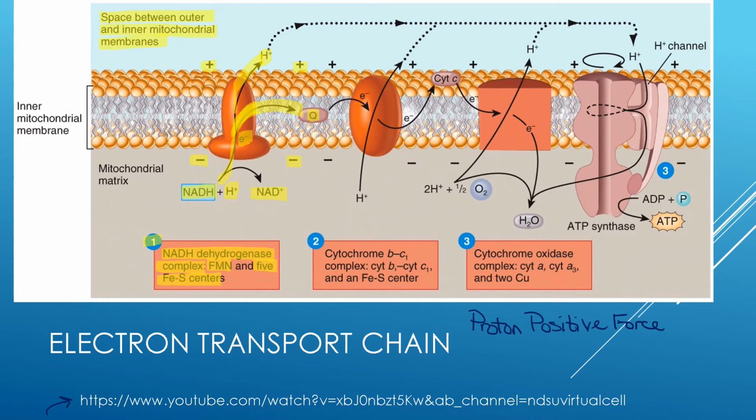So Q, this is a mobile unit in the membrane. And so it's going to move back and forth in the membrane. We can imagine it's going to move this way, and it's going to shuttle electrons to the second pump complex. So we'll take these electrons and move them to the next one. We can see that with this arrow here.